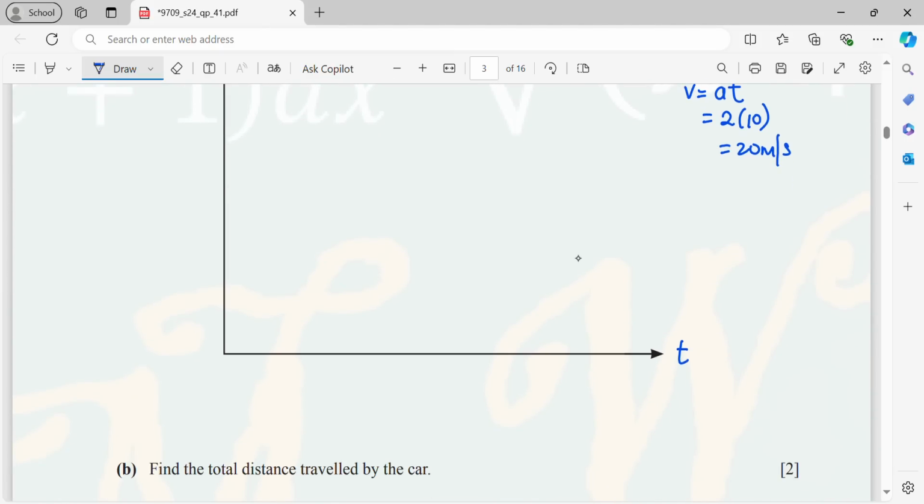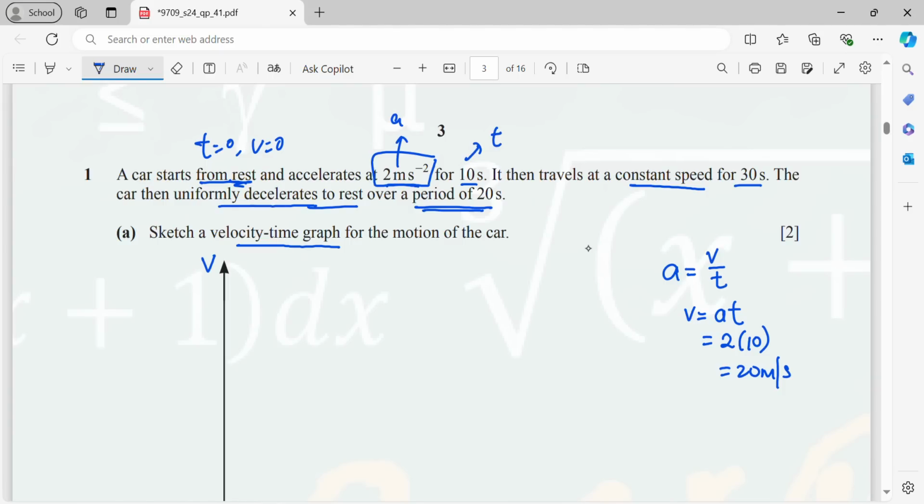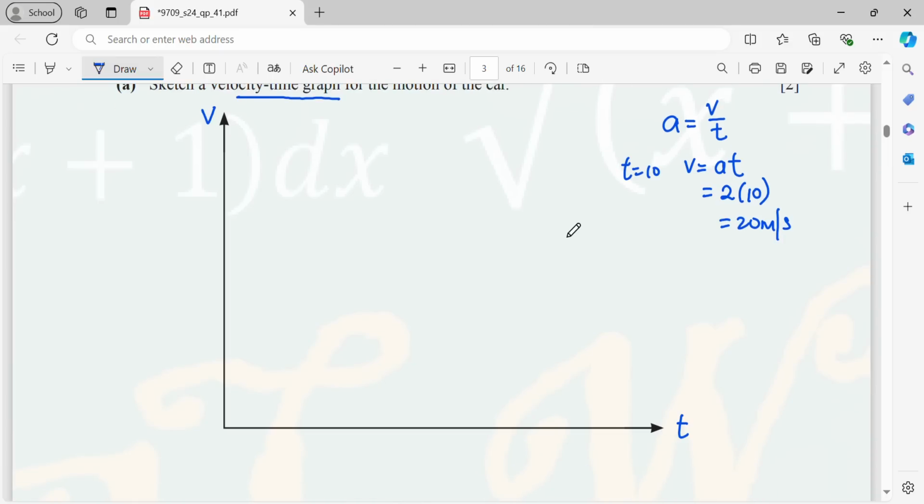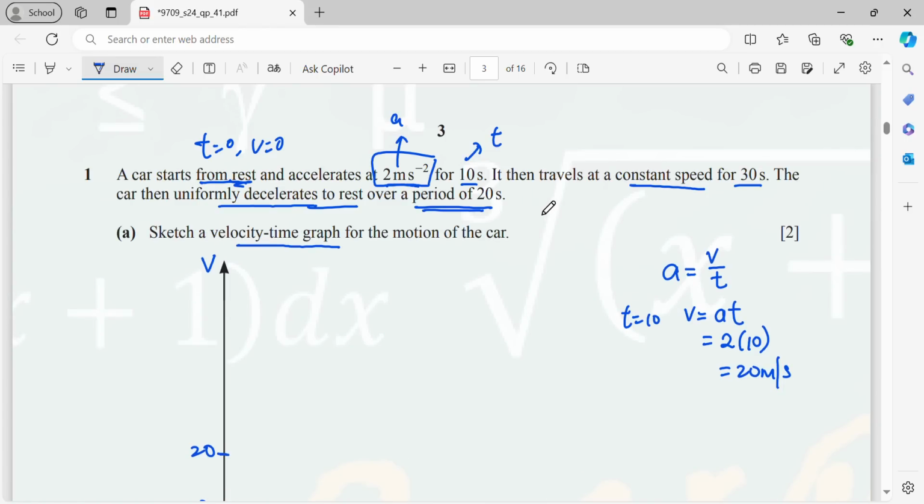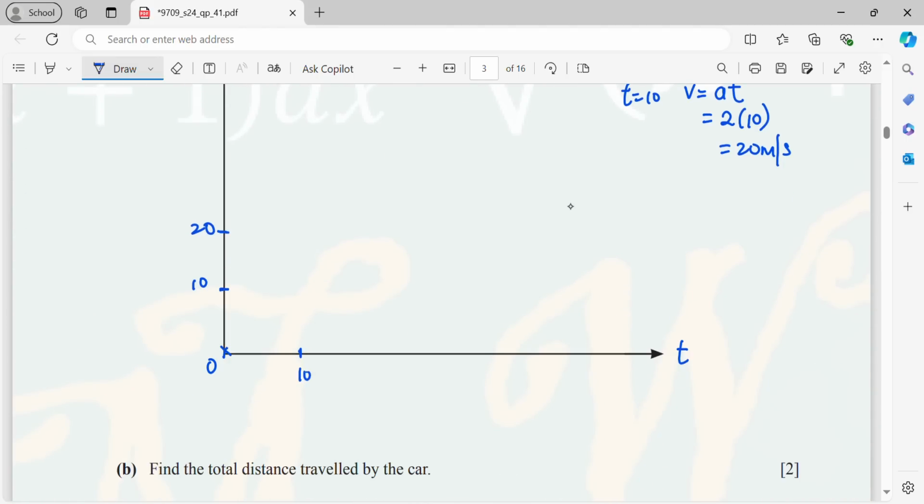So now I know that when t equals 10, v equals 20. At first it is 0. Let's say this is 10, here is 20. So from 0 to 10 seconds, v goes from 0 to 20, as shown in the calculation. So I join these 2 points by a straight line. Please join these 2 points using a ruler. It should be a straight line.